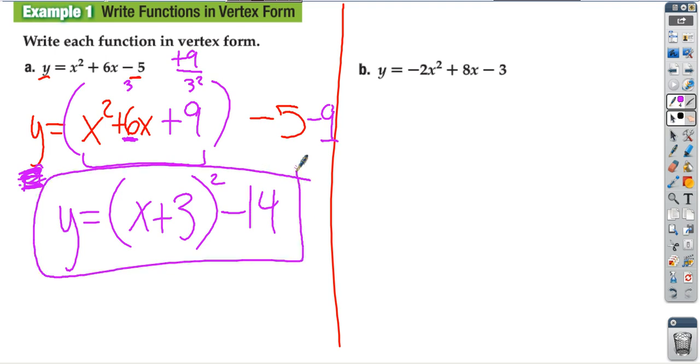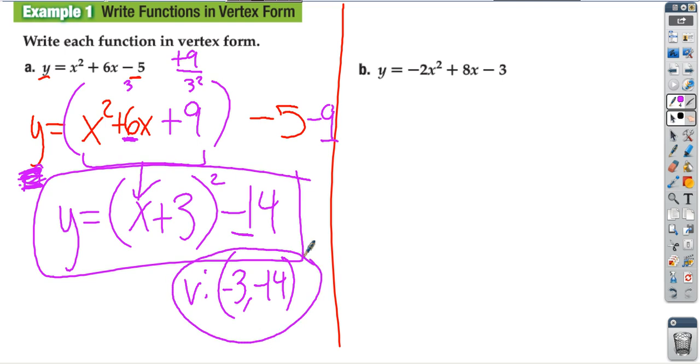This is now in vertex form. The vertex of this would be what x value makes that parentheses 0. And that would be negative 3. Negative 3 plus 3 is 0. And then this number here is the y, because 0 minus 14 is negative 14. So there is the vertex.